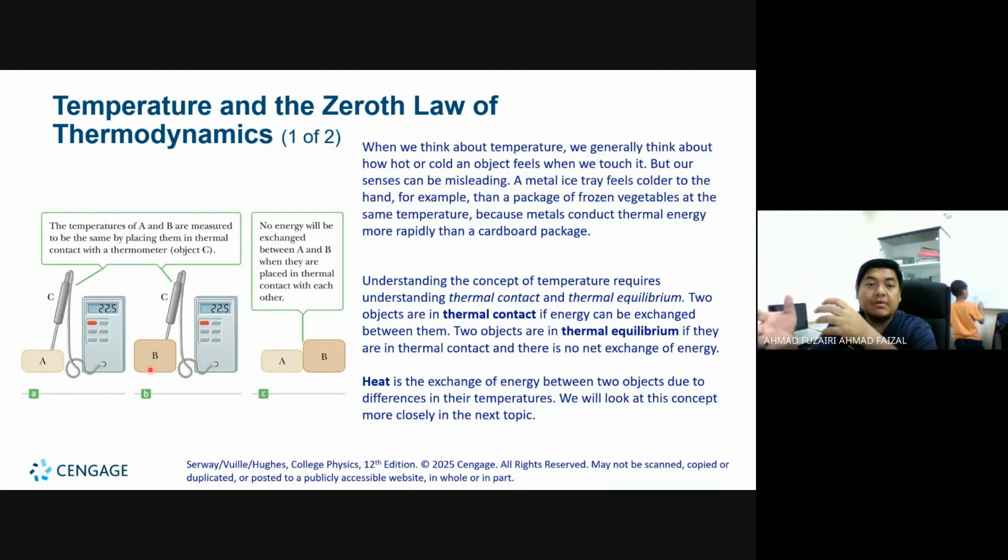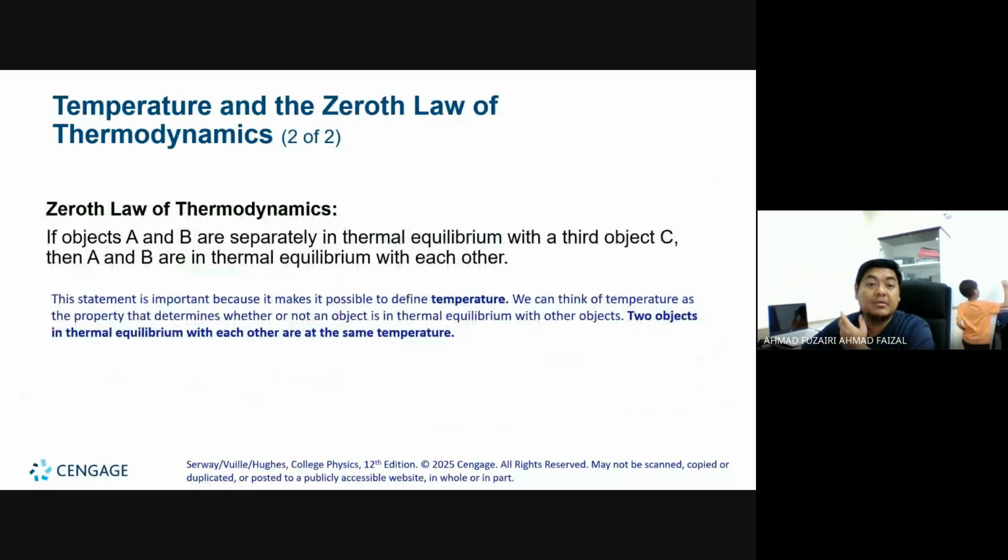And then, of course, when there is an object C, a third object, that comes to object B, and object C also reaches thermal equilibrium with B, we can say that A and C also have thermal equilibrium. So that is what we call the zeroth law of thermodynamics.